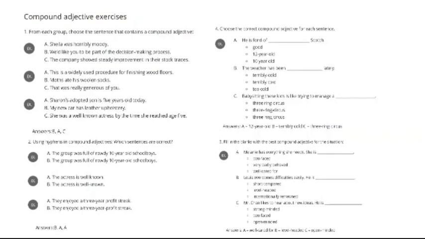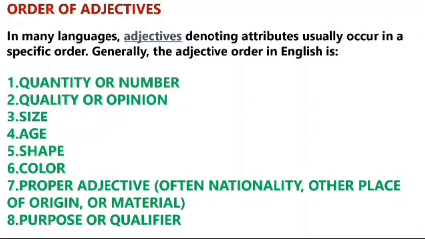Now after that, the next topic that we are going to cover is the order of adjectives. In many languages, adjectives denoting attributes usually occur in a specific order. Generally, the adjective order in English is: first, quantity or number; second, quality or opinion; third, size; fourth, age; fifth, shape; sixth, color; seventh, proper adjective, often nationality, other place of origin, or material; and eighth, purpose or qualifier. So this is the order of adjectives in English.